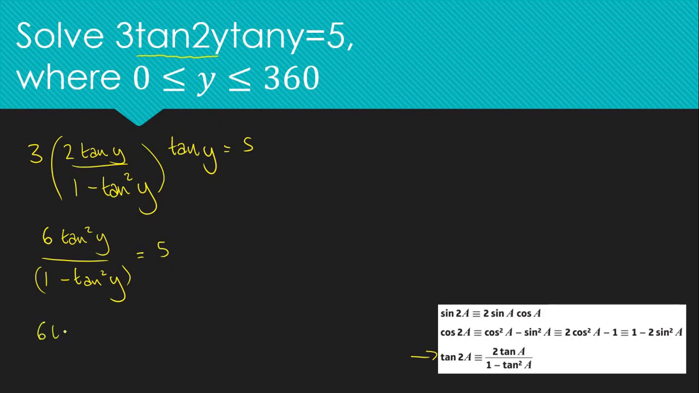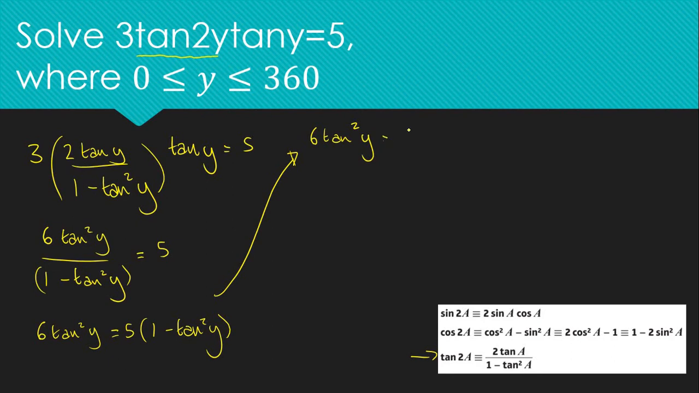So you get 6 tan squared y. As a rule of thumb, whenever you move a denominator made up of 2 terms, just bracket it. It makes it move a little bit more easily. Minus tan squared y. The problem with trig questions is they can look like they're right when they're absolutely totally wrong. So just be double careful with things like that. 5 minus 5 tan squared y. So that was just the expansion.